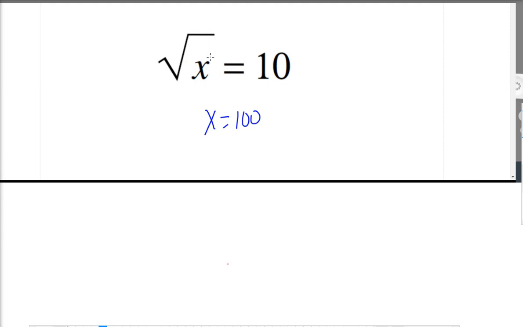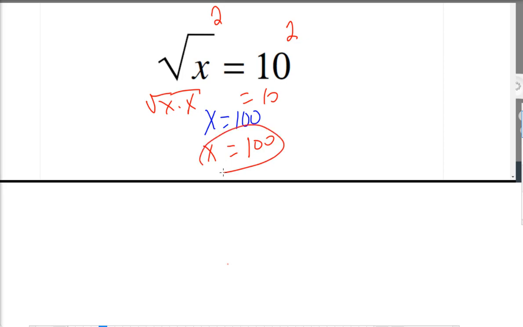This one, we already have the square root of x, and that's equal to 10. The way we're going to get rid of the square root is we're going to square it. That means we multiply x times x, and we multiply 10 times 10. 10 times 10 is 100, and the square root of x times another x is just x. So x is equal to 100. If you substitute x for 100, what's the square root of 100? It's just 10. So that's why x is equal to 100 for slide number 5.